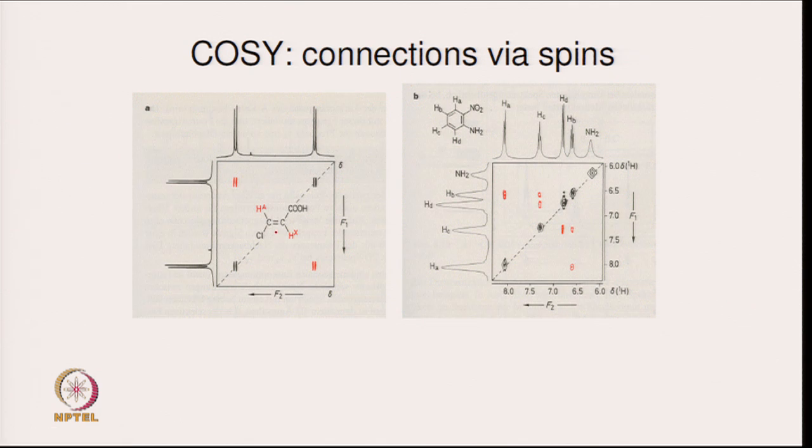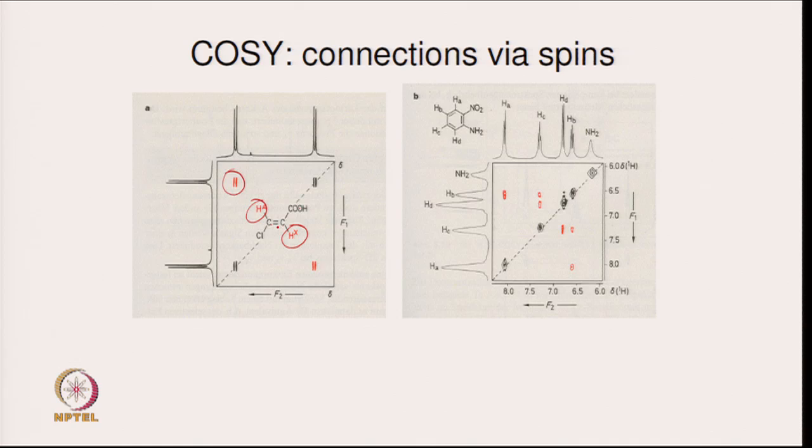So, here I show you the COSY spectrum of some more molecules. Here is your molecule, C double bond C, COOH, and this is H, and here is Cl, and the second carbon is attached with H and Cl. In COSY you will look at the correlation between HA and HX, and you can see here the correlation between HA and HX. So, you will see two cross peaks, both showing the correlation between HA and HX.